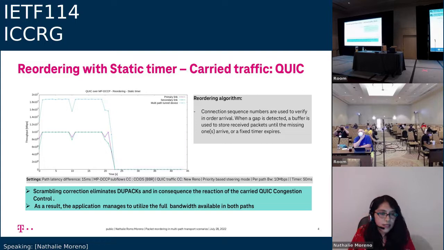In this scenario, we managed to fully utilize both paths and to have the full aggregated bandwidth close to 20 megabit per second. So basically, the reordering algorithm in this case corrects the scrambling, eliminates the duplicate acknowledgements, and therefore prevents the congestion control in the QUIC stream from reacting. As a result, the application manages to fully utilize both paths' bandwidth.